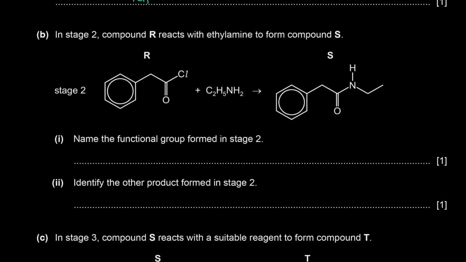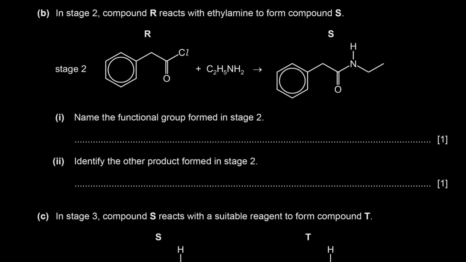In stage 2, compound R reacts with ethylamine to form compound S. Name the functional group formed in stage 2. So here what we have is an acyl chloride reacting with an amine to form what kind of a linkage here? What is this linkage called when you have the CONH and R groups on either side? This functional group is called an amide linkage, right? So this is an amide.